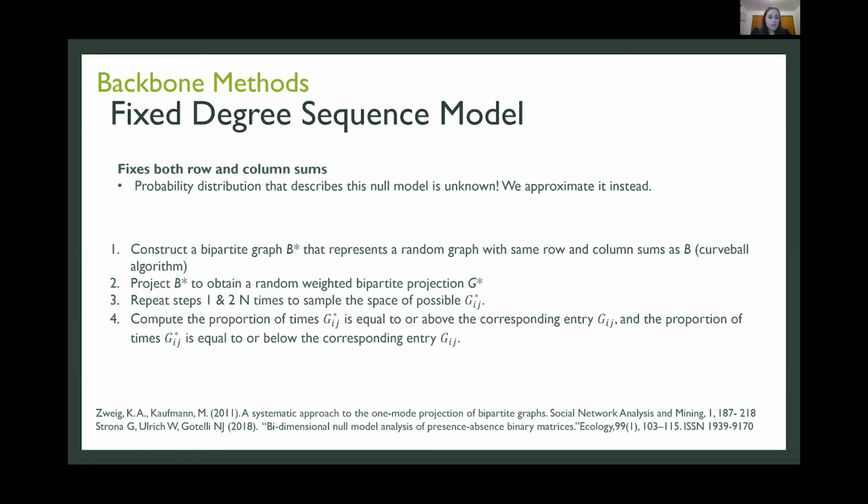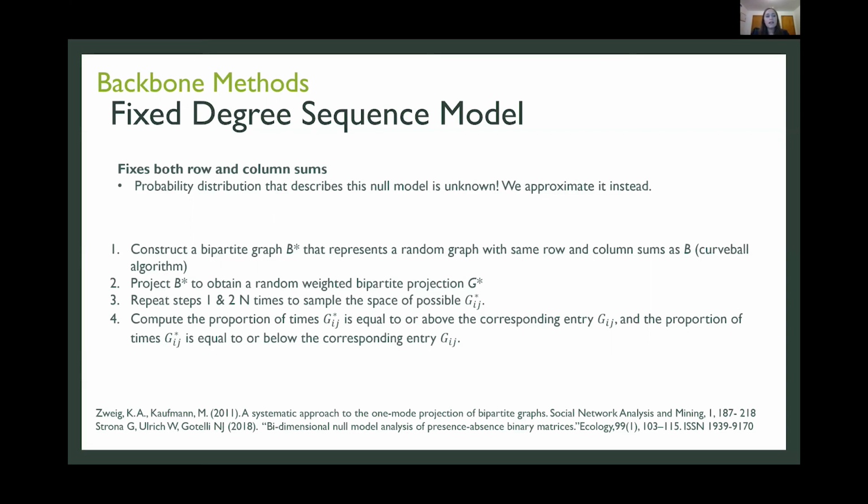So we create an empirical distribution, and we do that by constructing a bunch of different bipartite graphs. We want to basically randomly sample the space of bipartite projections. So we start by creating random bipartite graphs with the same row and column sums, and to do this we're using the curveball algorithm. Then we project those to obtain our random weighted bipartite projection G star. Repeat this some number of times, 1,000, 10,000, so that you can accurately sample the space.